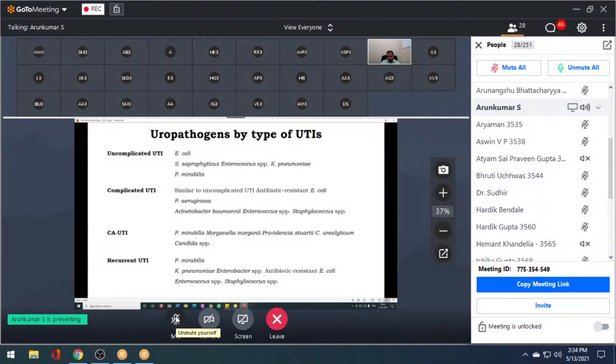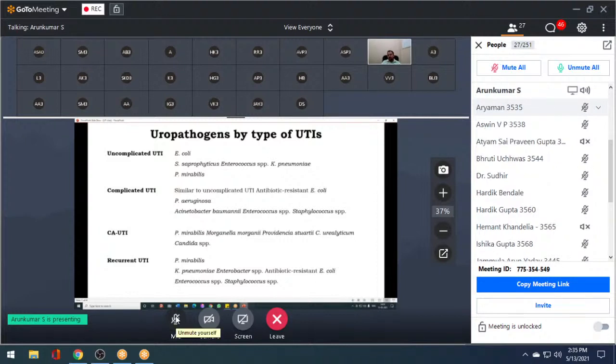It is the same. It is either E. coli, Proteus, or Klebsiella. They are common both in uncomplicated and complicated. Whereas in catheter associated, what we see usually apart from Proteus is Acinetobacter. Acinetobacter is more common in the hospital settings, especially in those who are catheterized or have a prolonged hospital stay. And recurrent UTIs can also happen with any of the above organisms. Nothing specific with regard to that.